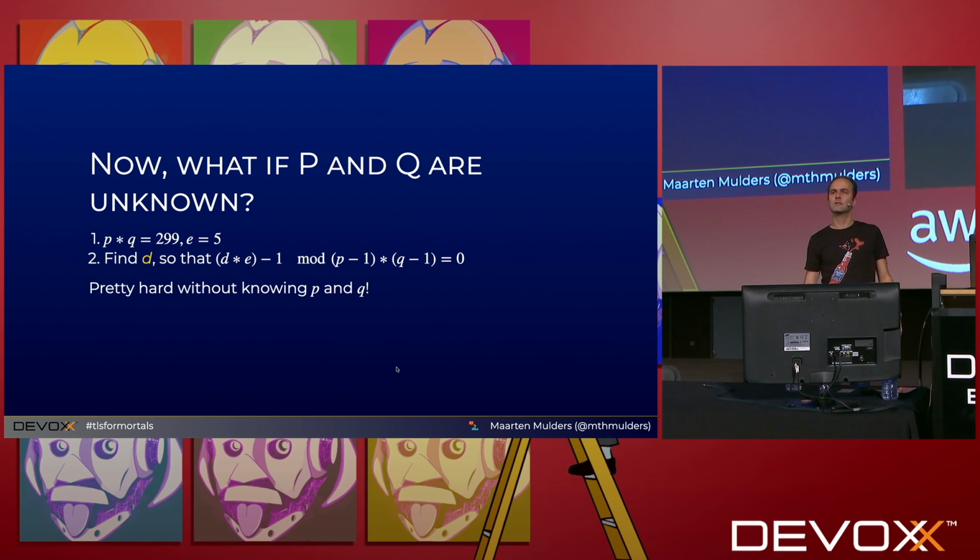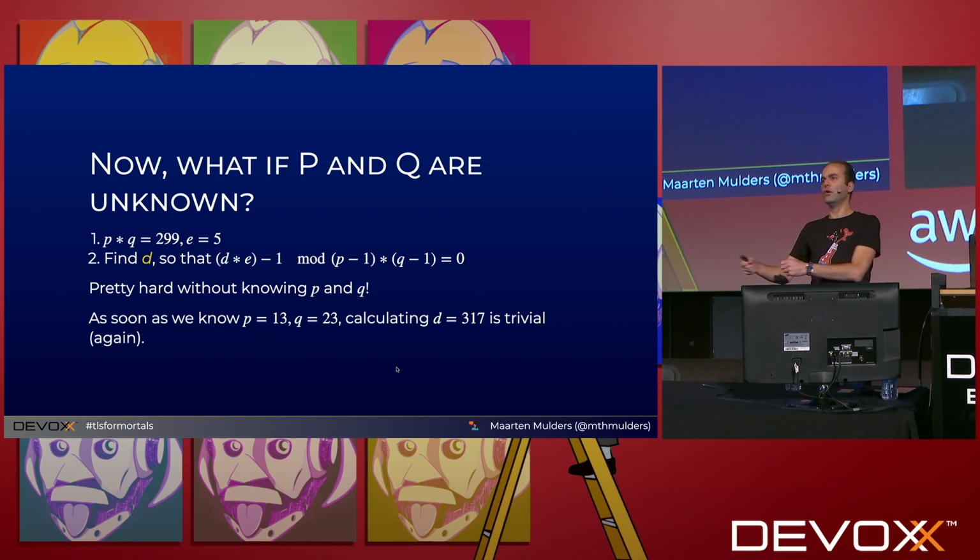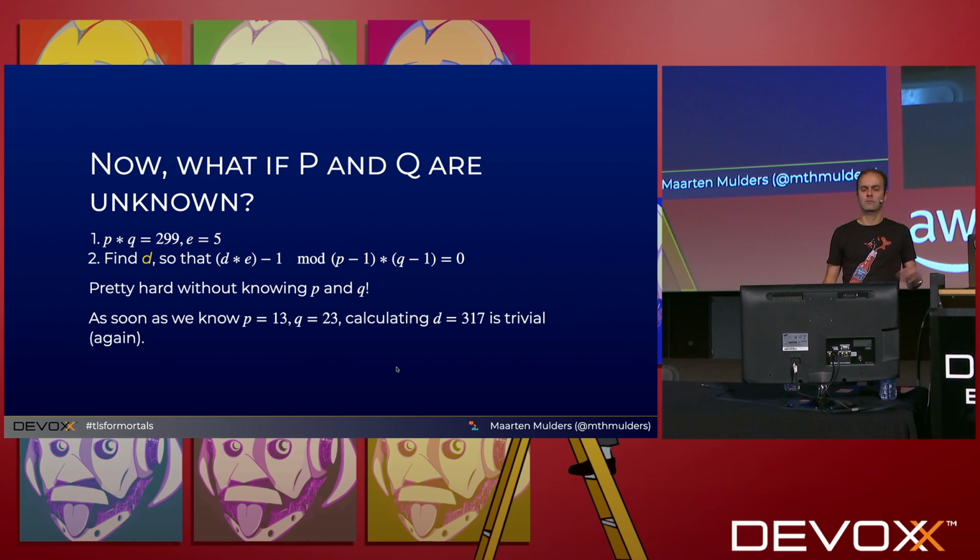The answer is there is no algebraic way to do this because we have too many unknowns. We can do some trial and error, but that's only feasible if the numbers aren't too big. If we do know P and Q, by the way, for example, we know that they are 13 and 23, it becomes trivial to calculate D again.